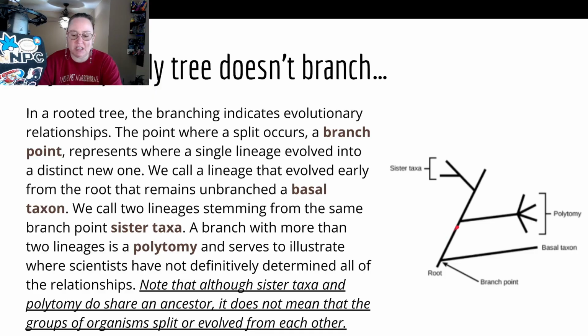So sometimes if you get a branch and then you get more than one branch point off, this is called polytomy, and this illustrates where scientists have definitely not determined all of the relationships. Like I said, we have a lot of evidence, and I do mean a lot of evidence. This isn't stuff where we're just guessing, and we've seen it. We've also got a lot of evidence because we've seen this happen.